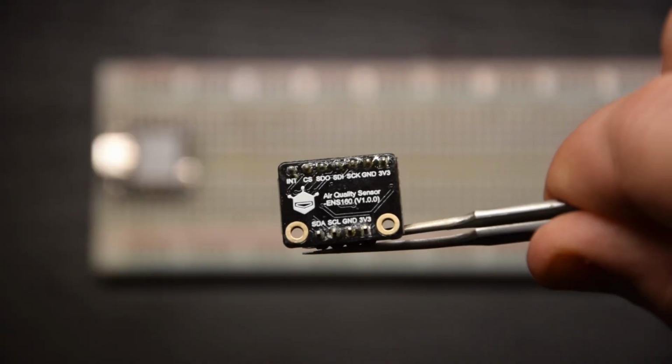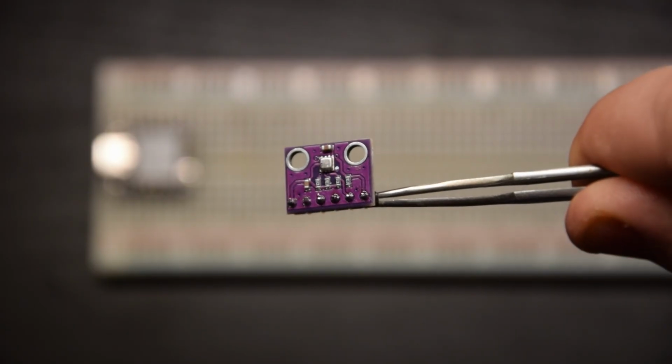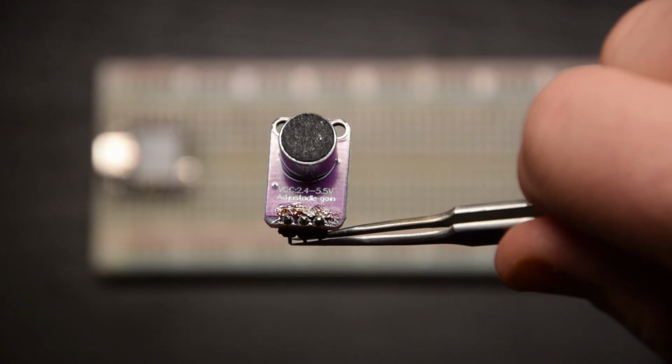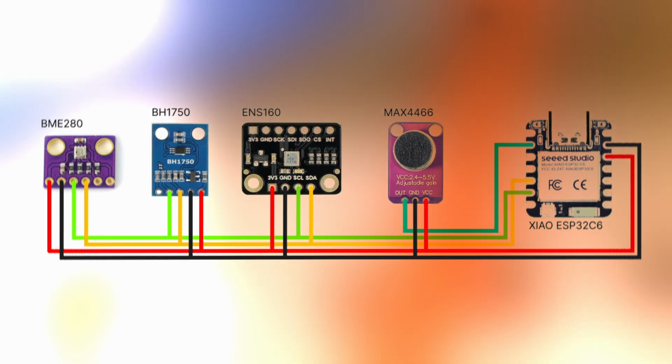We will be reading data from an air quality sensor, a humidity and pressure sensor, and sensors for light intensity and sound levels. Let's place them on the breadboard and connect them according to this diagram.